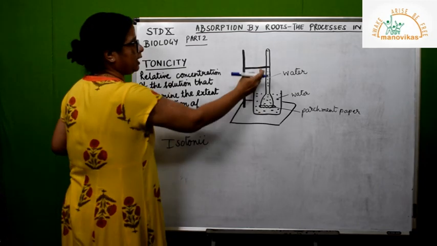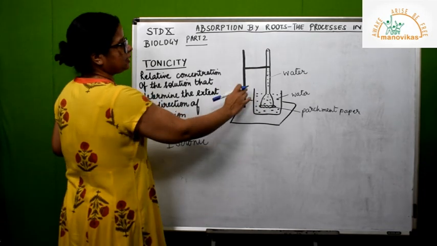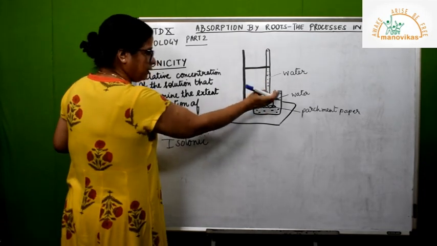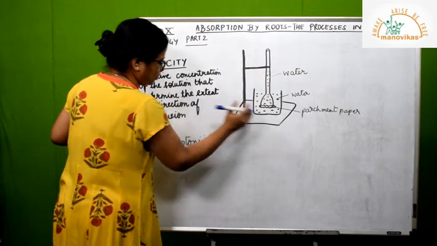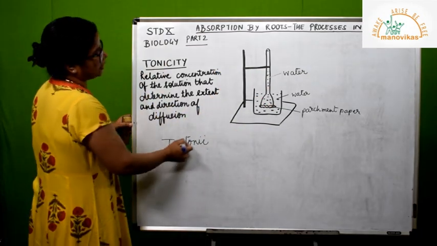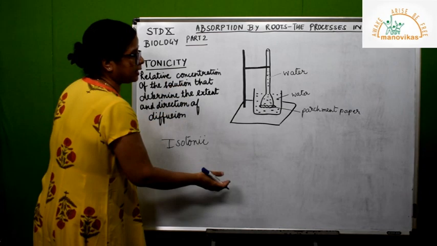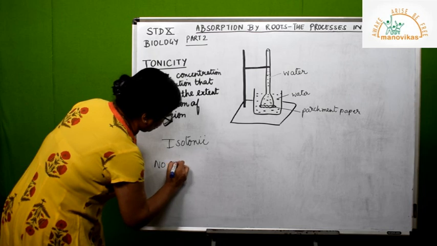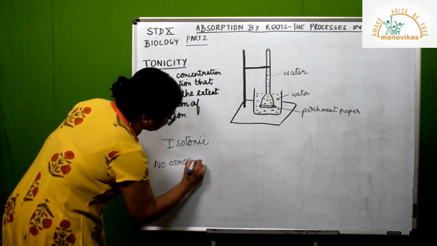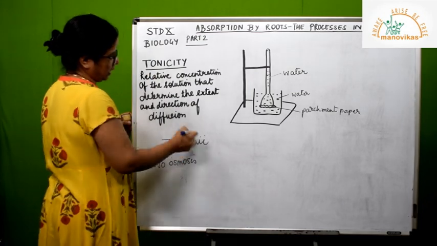So the relative concentration on both sides is the same. On one side of the parchment and on the other side of the parchment, the concentration is the same. So the end result will be that there will be no osmosis, no movement of water molecules in an isotonic condition.